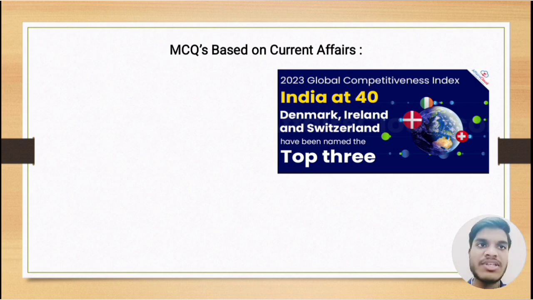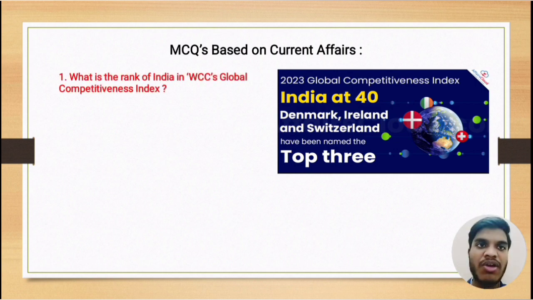Let's see few MCQs based on current affairs. First one, what is the rank of India in WEF's Global Competitiveness Index? Option A, 12, option B, 25, option C, 40, option D, 56. The answer is option C, 40.